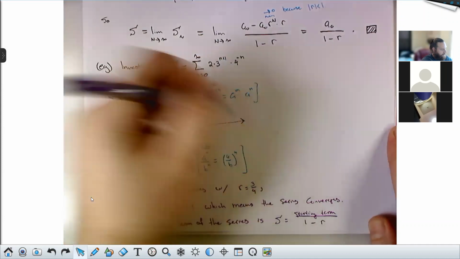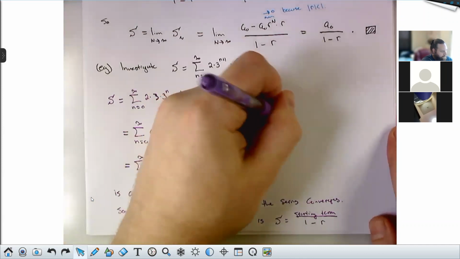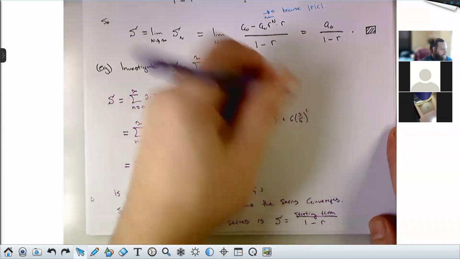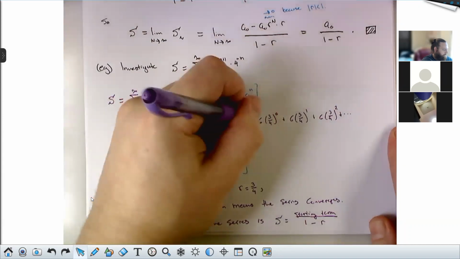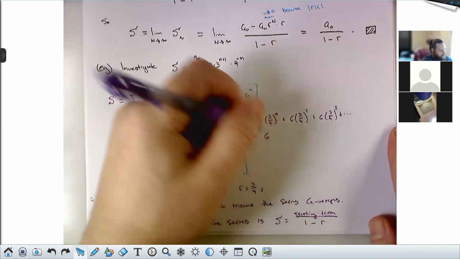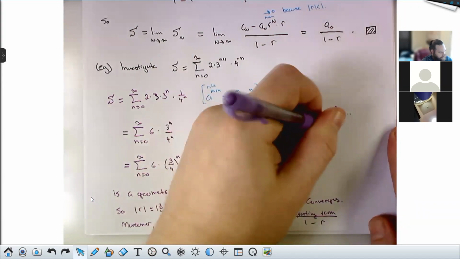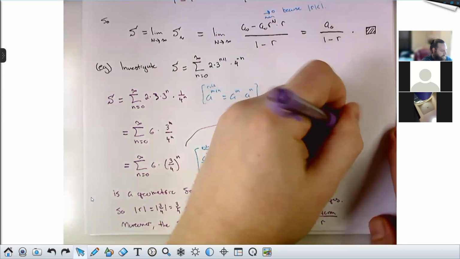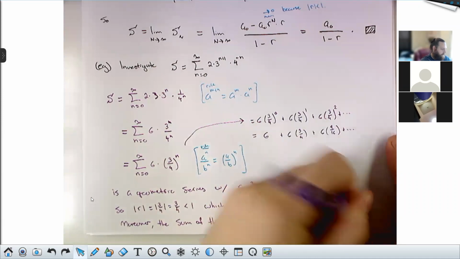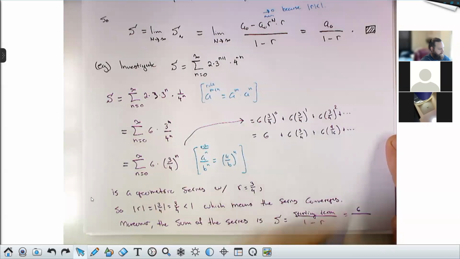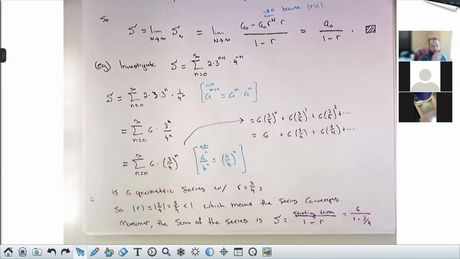If I write this out, this is 6 times (3/4) to the 0 plus 6 times (3/4) to the 1 plus 6 times (3/4) to the 2, and so on. So that first term is just 6. 6 times 3/4 plus 6 times 9/16, and so on. So my starting term is 6. And my common ratio r was 3/4. This is 1 minus 3/4 downstairs.